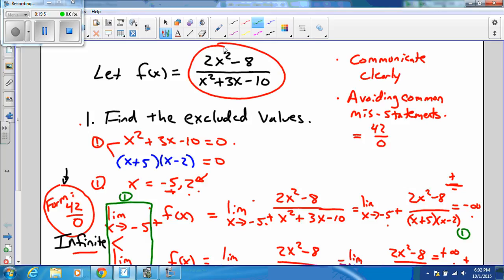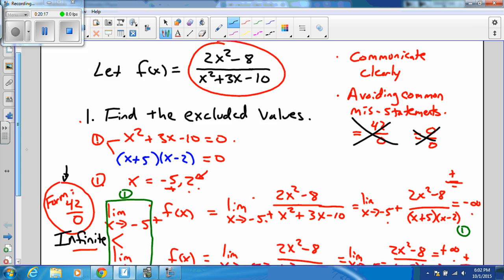Common misstatements would be things like setting something equal to 42 over 0. No, no, definitely no. And also not setting your limit equal to 0 over 0, which is definitely wrong. We want to avoid reasoning from 0 over 0 to therefore hole. That's not true. 0 over 0, the indeterminate form, indicates a common factor which can be canceled.